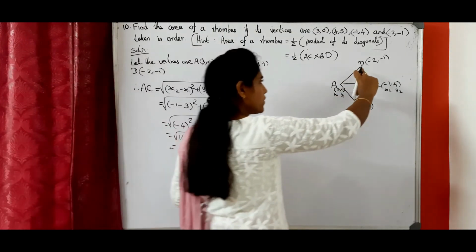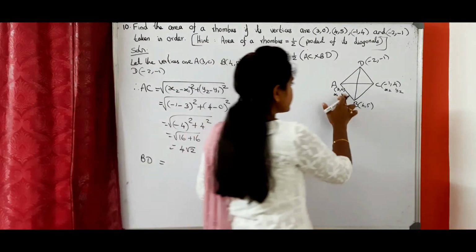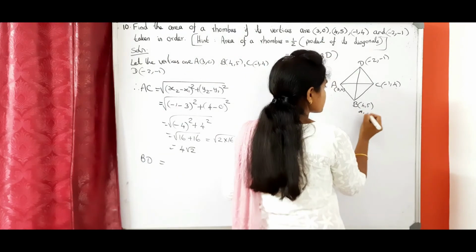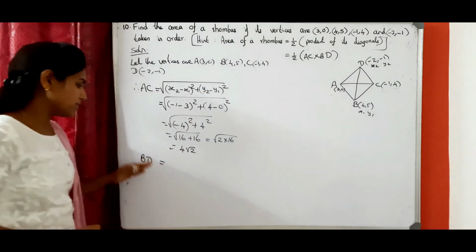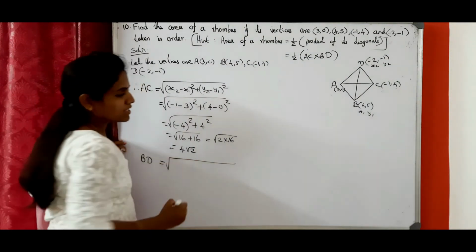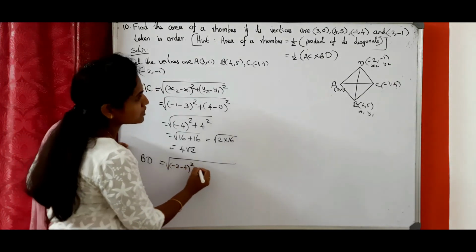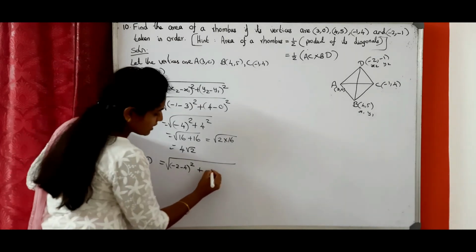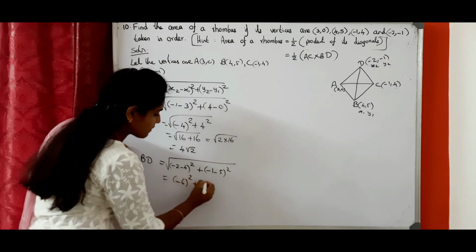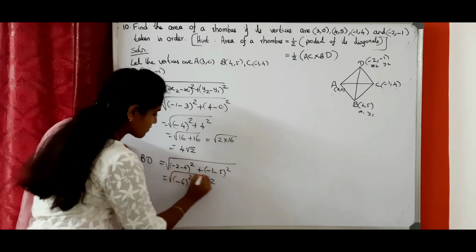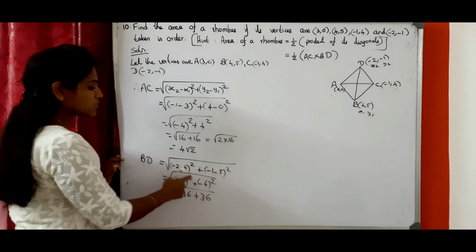So we need to find one more diagonal, BD. BD equal to, here what are x1, y1? This is x1, this is y1, and here x2 and here y2. Apply the values in the formula. What is the formula? Root of (x2 minus x1) the whole square plus (y2 minus y1) the whole square. x2 is minus 2 minus 4, the whole square, plus y2 minus y1, minus 1 minus 5, the whole square. So minus 6 the whole square plus minus 6 the whole square equals 36 plus 36. 6 square value is 36.